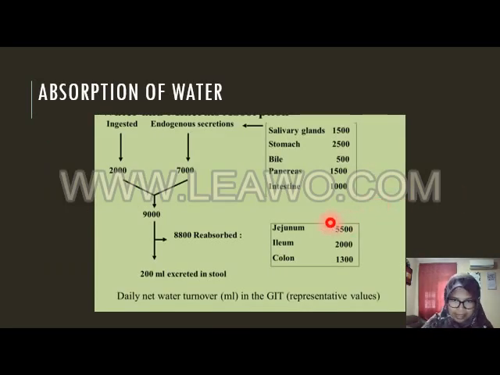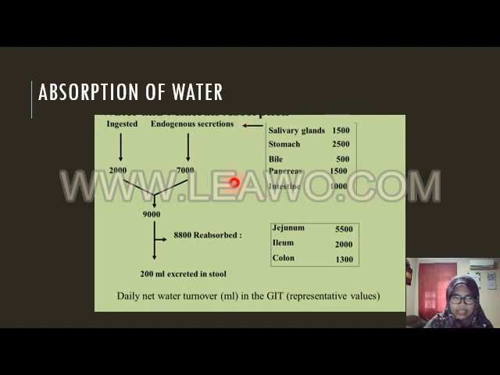And in the small intestine, there is also absorption of water. So if you still remember, the cumulative amount of water in the small intestine is about 9 liters. About 2 liters comes from the water that we ingest from drinks or soup, and another 7 liters comes from the GIT secretions. For example, salivary glands produce about 1.5 liters, gastric secretion 2.5 liters, bile secretion about 500 ml, pancreatic secretion about 1.5 liters, and the intestine itself secretes about 1 liter.